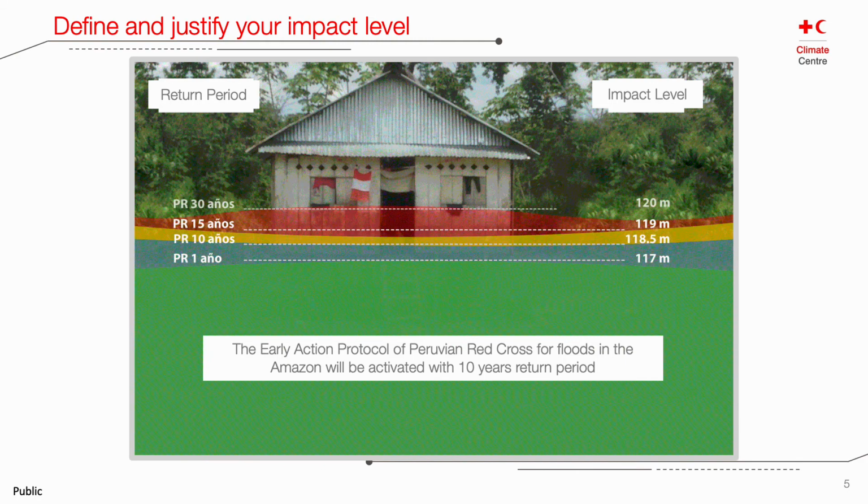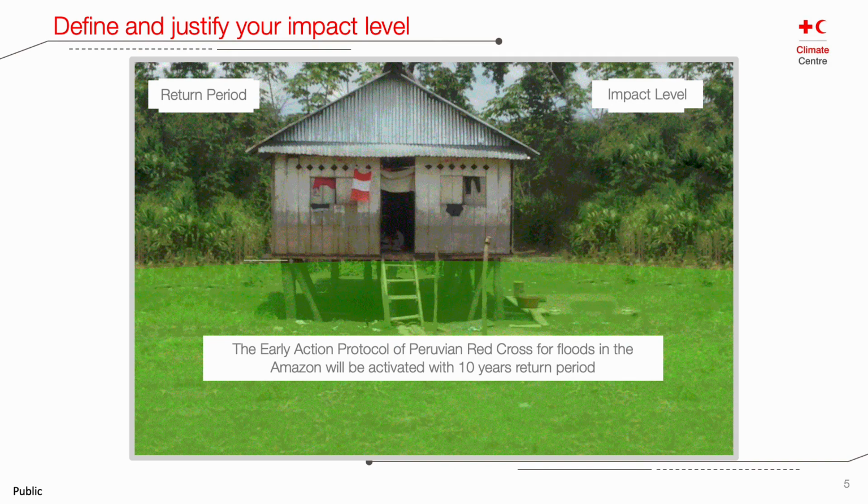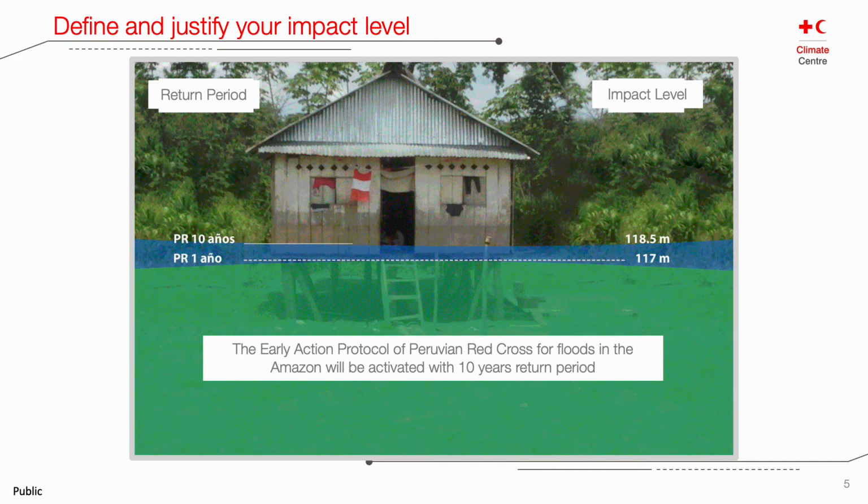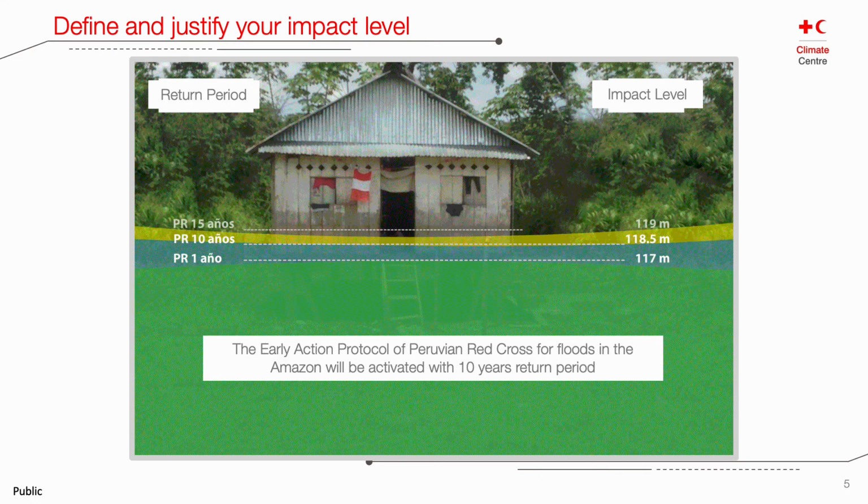The figure is an example of how the Peruvian Red Cross determined their impact levels based on historical impact data with the local partners. In the figure, when the river level reached 118.5, it corresponds to a 10-year return period, and this level triggers the early action protocol in Peru.